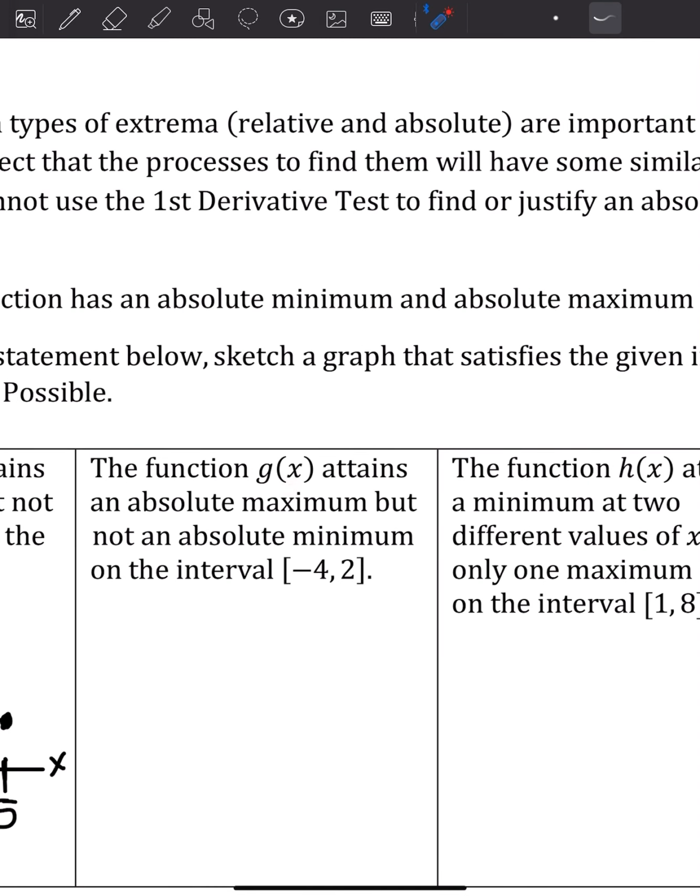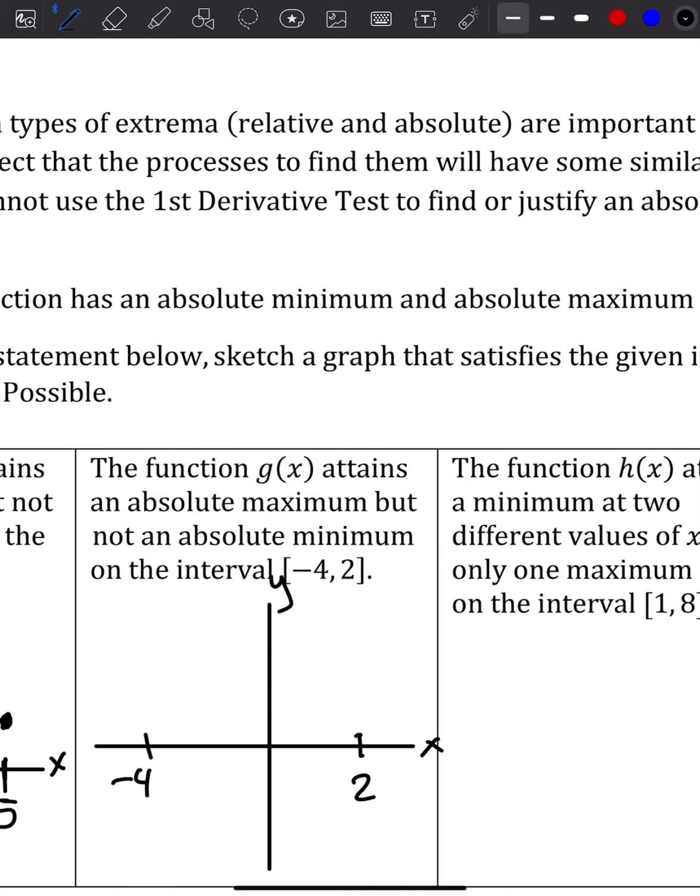The function g of x obtains an absolute maximum, but not an absolute minimum on the interval -4 to 2. This is identical, except instead of our asymptotes going upwards, now they're going to go downwards. It's not a very good graph. Put -4 over here, and 2 over here. So we need a maximum this time, so I'm going to go this way, and this way. We're going to have an asymptote right there. So we have a maximum, which happens to be at -4, and no minimum because it goes down forever.